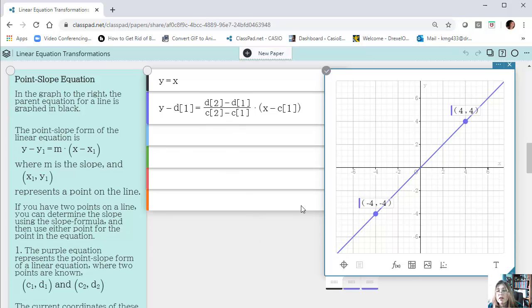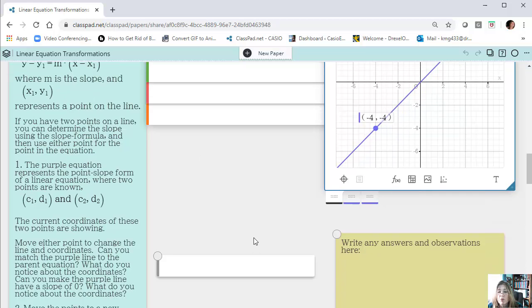So they're going to just basically explore this form of the equation, and how does knowing just 2 points on any line help me figure out an equation for the line? How do I find the slope? How can I use those points to write the equation? And so you'll notice they're going to be moving the line a lot and coming up with different equations to match. So they're going to get a lot of little practice there.